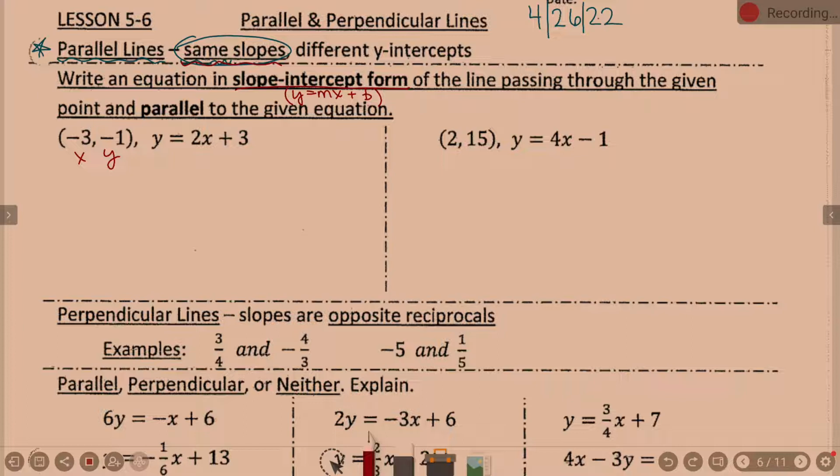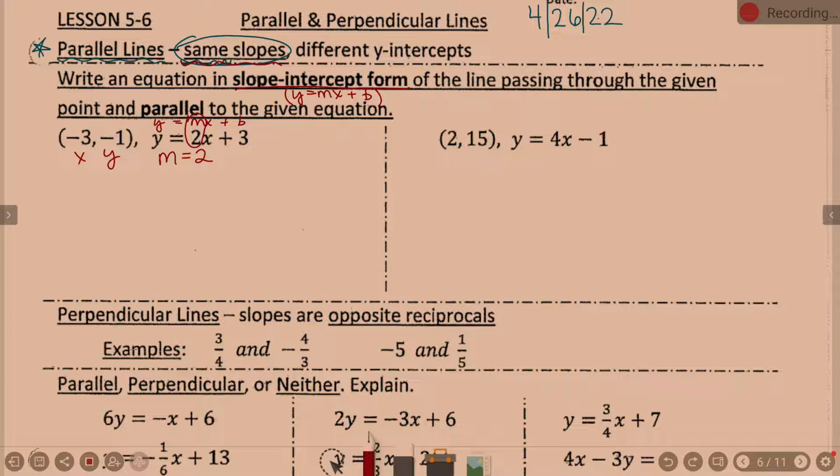Remember slope-intercept, guys? Y equals mx plus b. What stands for slope? M stands for slope, right? And so if M stands for slope, M is the number in front of x when you have y equals. So this means my slope is 2. So we're going to use our x point and our y point, and we're going to write our equation in slope-intercept form.